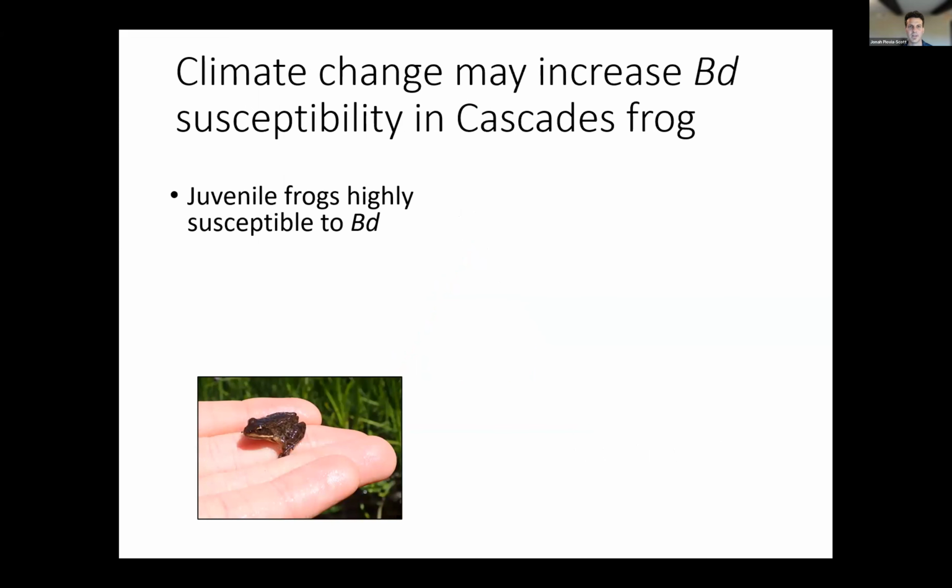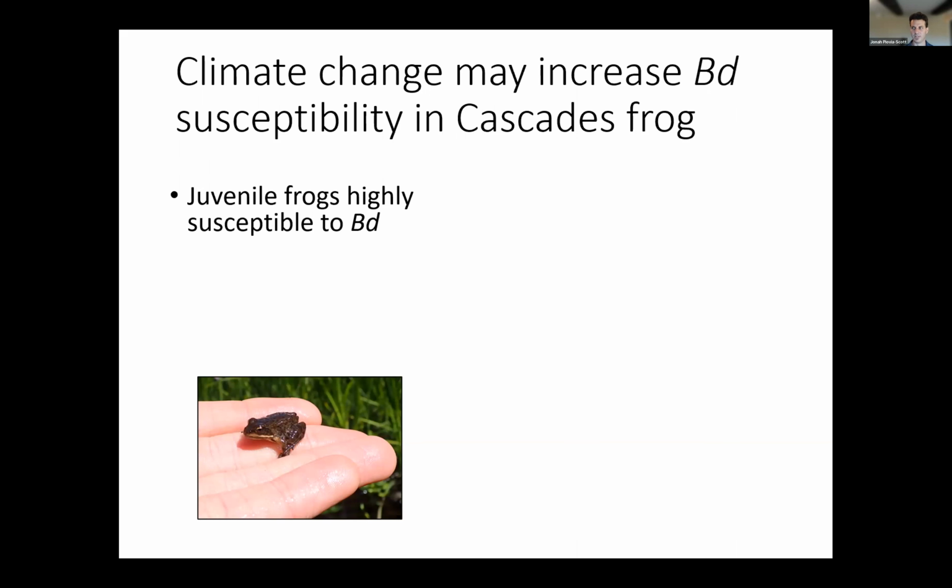So Cascades frogs are native mostly to the Cascades Range in the Pacific Northwest. They also occur in the Olympic Mountains. And juvenile Cascades frogs in Northern California, where my long-term study sites are, are highly susceptible to BD, and ongoing population declines and extirpations in that region are likely driven by this pathogen.